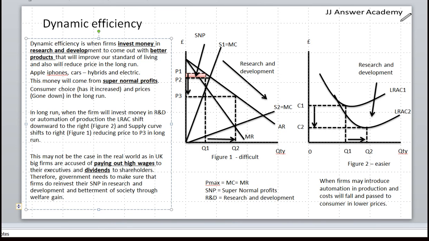Any other questions you want to ask me, Bashir? Do you understand this? I really understand this one.